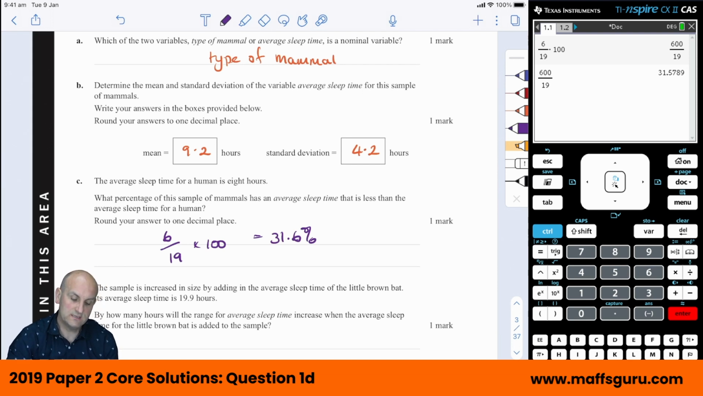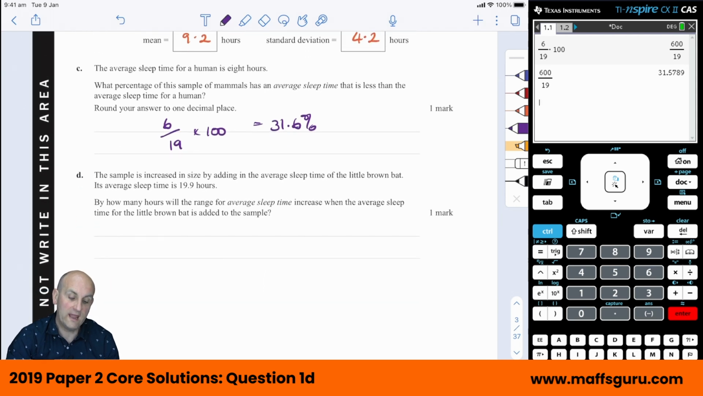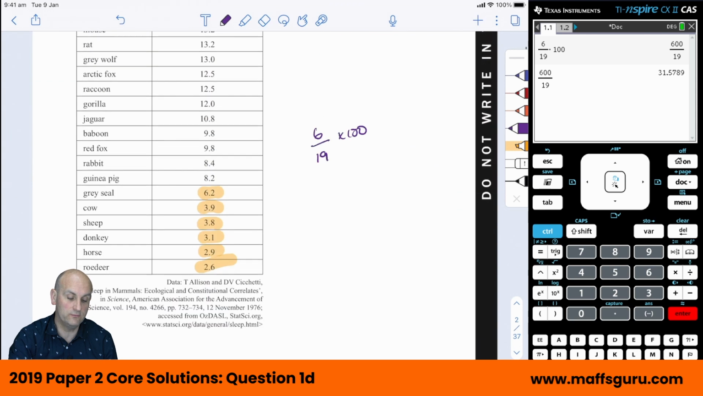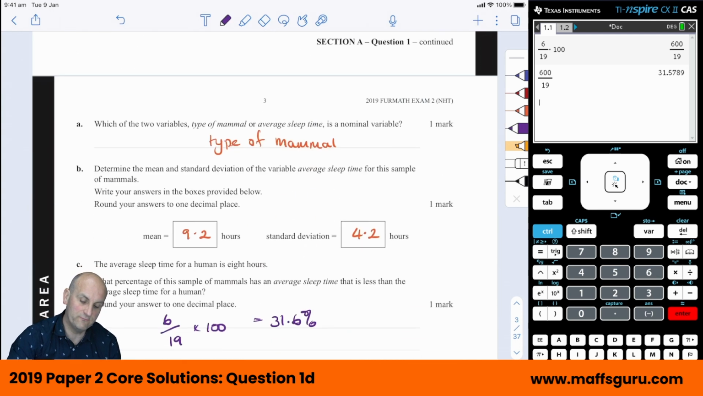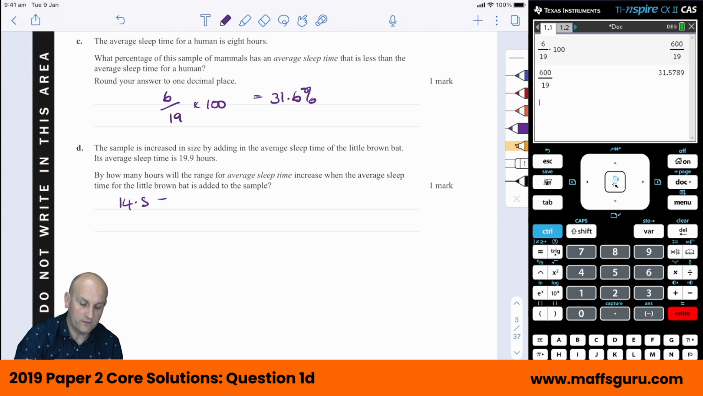What's my next question? The sample is increased in size by adding in the average sleep time of the little brown bat. Its average sleep time is 19.9 hours. By how many hours will the range for the average sleep time increase when the average sleep time for the little brown bat is added to the sample? 19.9 is my new value. Well, my old range is going to be taking my biggest value of 14.5 and subtracting 2.6. So 14.5 minus 2.6 gives me 11.9.